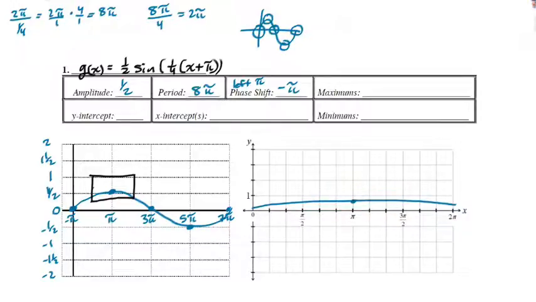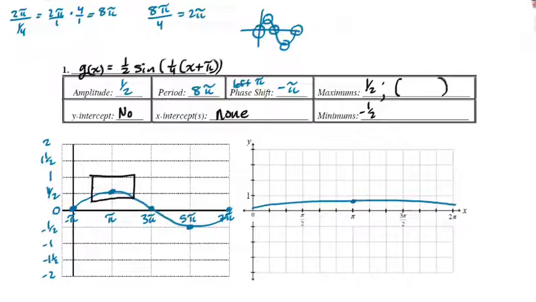Okay, let's finish filling out our chart. What is our y-intercept? I'm going to say no, because I don't want to do that. It's hard. What you would do is you'd have to plug in 0 to here and figure it out, but I'm just going to say no, because I can't tell from my graph. My x-intercepts, I don't have any on this graph. I'm going to say none. My maximums, those are kind of clear. My maximum is at 1/2, and -1/2 is my minimum.